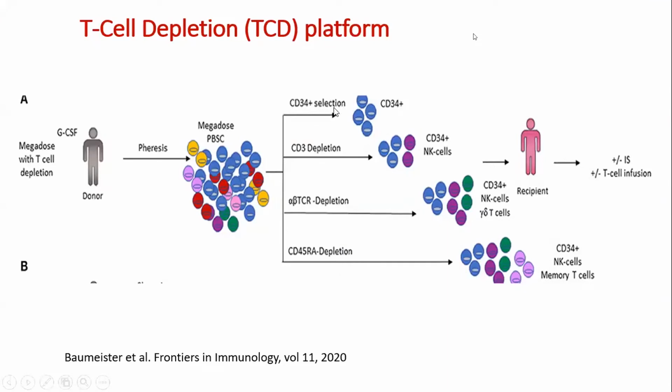So one is to positively select the stem cells, CD34 selection, or deplete all of the T cells or different populations of T cells. Now, the major advantage of this approach is the very low risk of graft versus host disease. So most recipients would not require post-transplant immunosuppression, and this can be a particular advantage in certain patient populations. On the other hand, there is, of course, the risk of graft rejection and of infections.